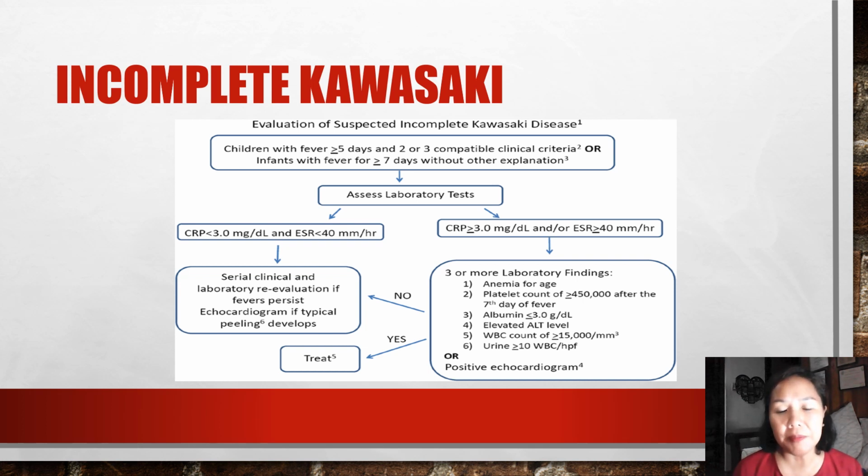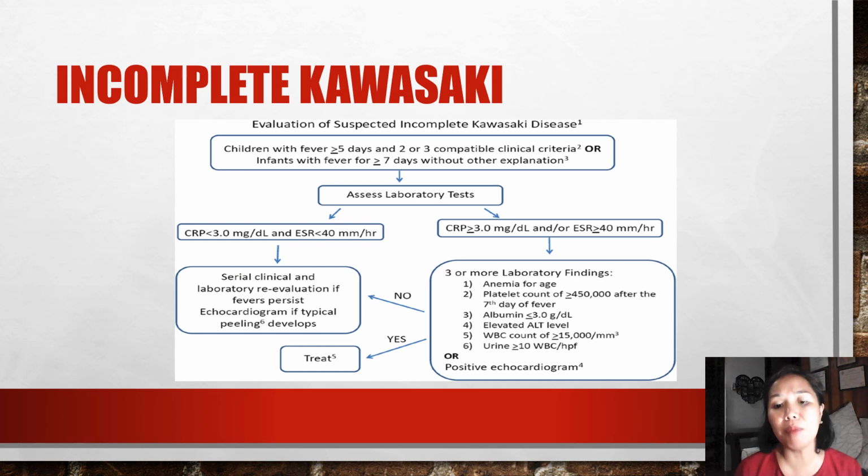check for anemia, thrombocytosis, hypoalbuminemia, elevated ALT level, leukocytosis, and send urine for urinalysis. And if you have greater than or equal to 10 white blood cells per high-power field and you're able to get 3 or more of these laboratory findings, then most probably you have incomplete Kawasaki.